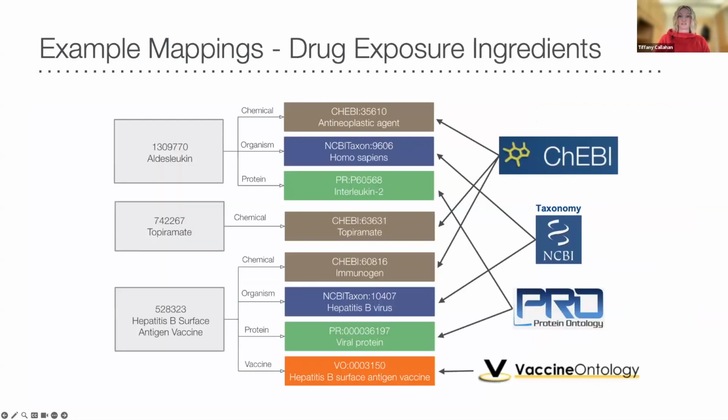Drug exposure ingredient concepts were mapped to four OBO ontologies. Chemicals were mapped to ChEBI, organisms were mapped to the NCBI Taxon, proteins were mapped to the Protein Ontology, and vaccines were mapped to the Vaccine Ontology. OMOP concepts were mapped only to those ontologies that made sense, so you didn't have to map to all four of them if that didn't make sense for the OMOP concept. And that's nicely illustrated, I think, by the three examples we show on this slide. For example, aldesleukin is mapped to three ontology concepts. It's both a human antineoplastic agent that involves the human protein interleukin-2.